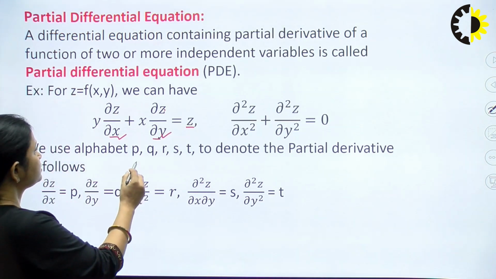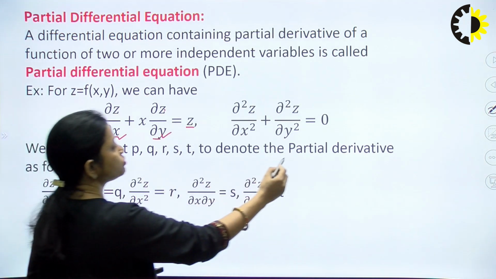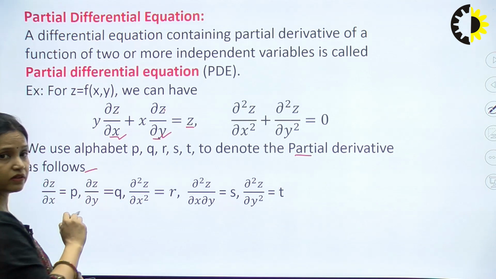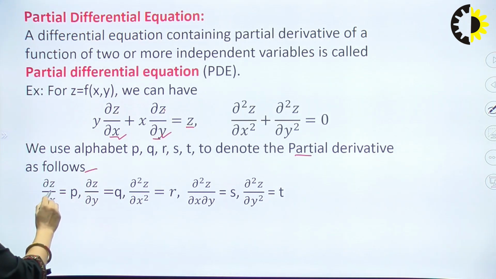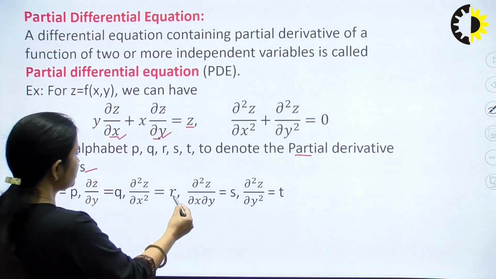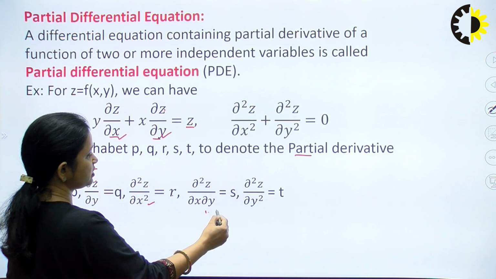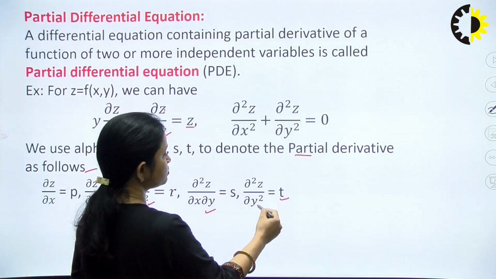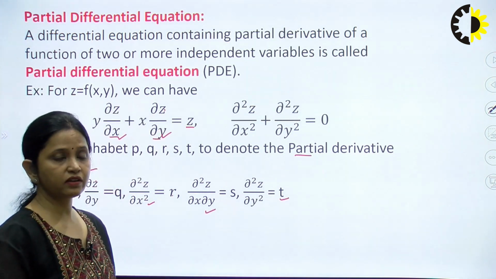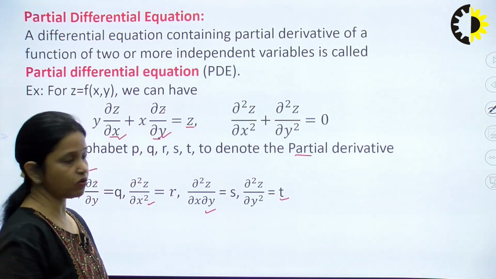Besides these, p, q, r, s, t are symbols used to denote partial derivatives. See, p stands for del z by del x, q stands for del z by del y, r stands for del 2z by del x2, s stands for del 2z by del x del y, and t stands for del 2z by del y2. So we can write our partial differential equation in terms of p, q, r, s, t also.